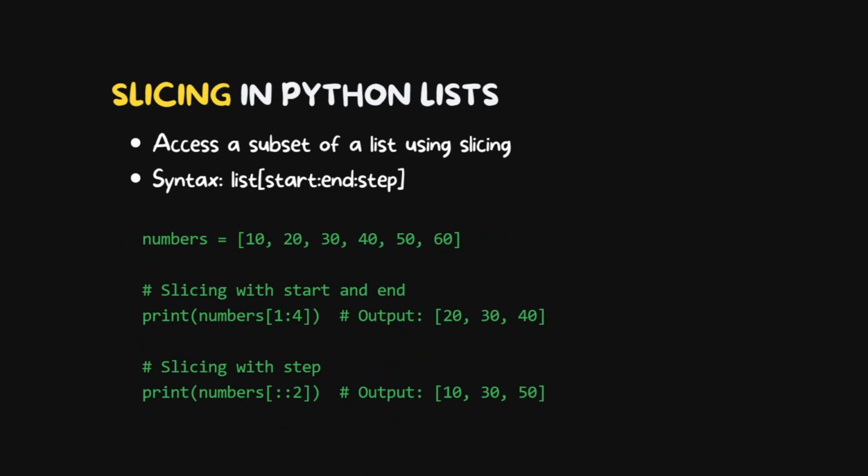Slicing is like cutting a cake. It lets you extract a portion of the list. We can use the syntax list[start:end:step]. Here's how it works. First we initialize a list of integers, numbers, then we slice with start and end. So 1 to 4 means the elements from index 1 up to index 3 will be printed. The indexes will be 0, 1, 2, 3, 4 and 5. So elements at 1, 2, 3 will be printed. Slicing is an elegant way to manipulate parts of your data without altering the original list.